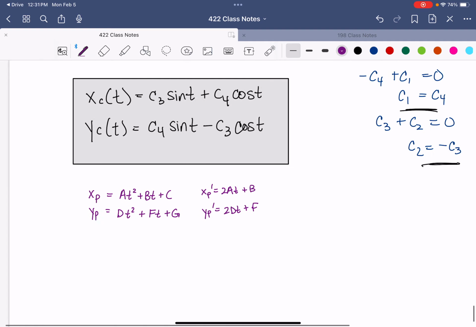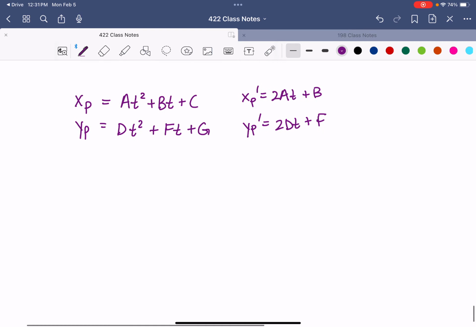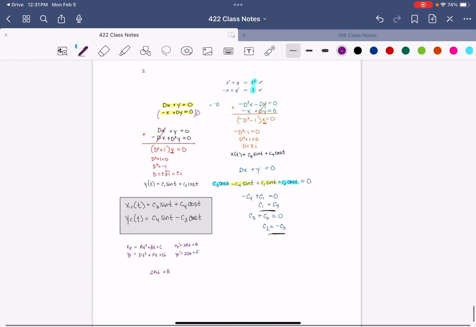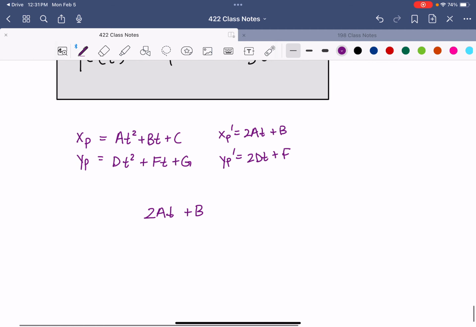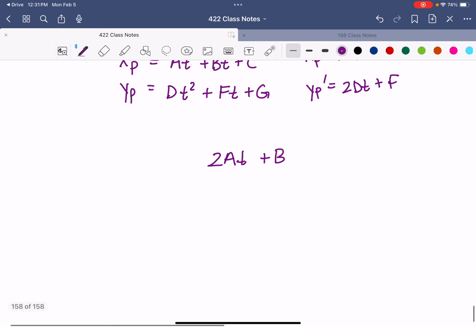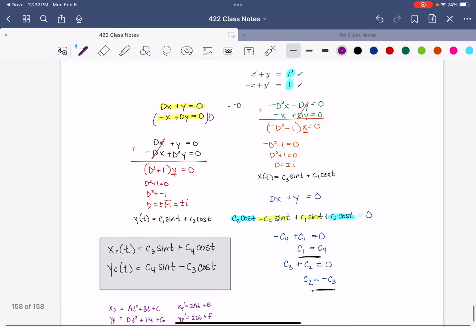Now we're plugging back into that equation. We have x prime plus y equals t squared. So x prime is 2at plus b, and I'm going to line these up vertically, plus y equals t squared. So y is going to be dt squared plus ft plus g, lined up by power. And when you add those up, you have to get t squared.